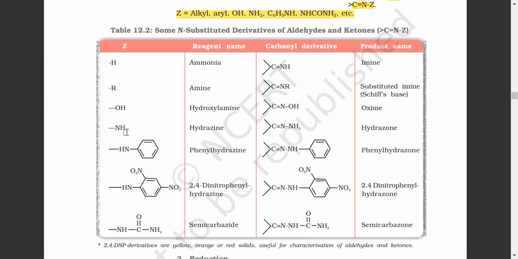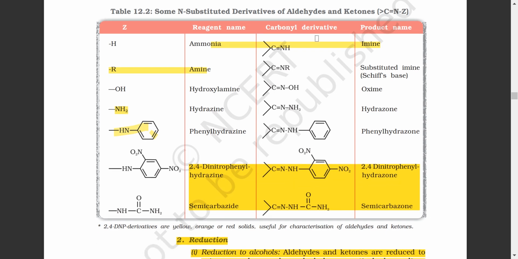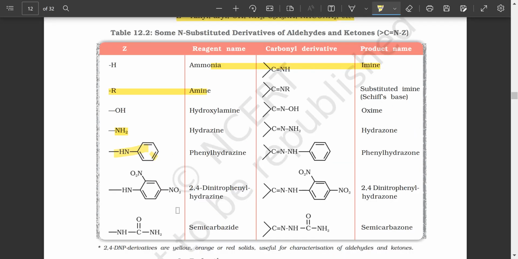So basically we have replaced Z with different groups, and their names are: if you replace with H you have ammonia, with an alkyl group you have amine, hydroxylamine, hydrazine NH2NH2 very important, phenyl hydrazine, NH2 with NH and the phenyl group, then 2,4-dinitrophenyl hydrazine and semicarbazide and so on. And what are the carbonyl derivatives? All of these are the carbonyl derivatives and the product names: imines and substituted imine, Schiff base, oxime, hydrazone, phenyl hydrazone. Basically, you can carry out the reactions. It is only addition, fine, and then our tetrahedral product gets formed.